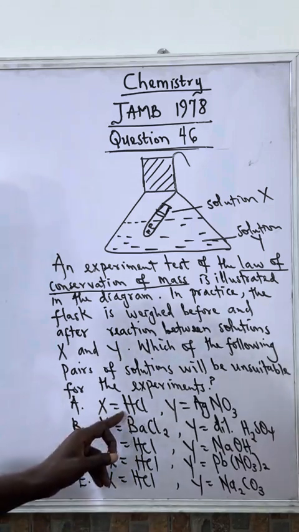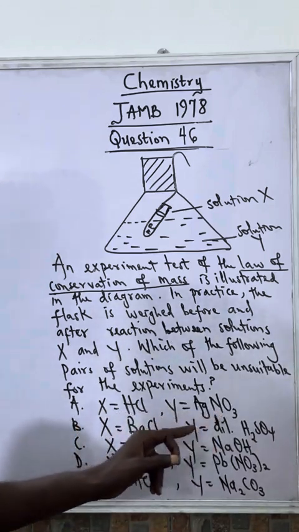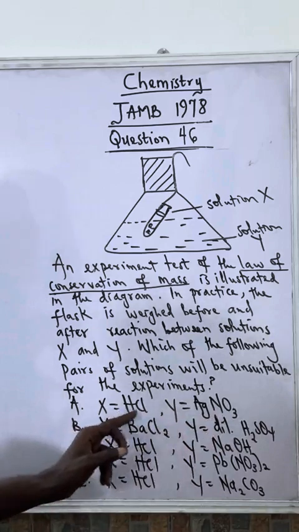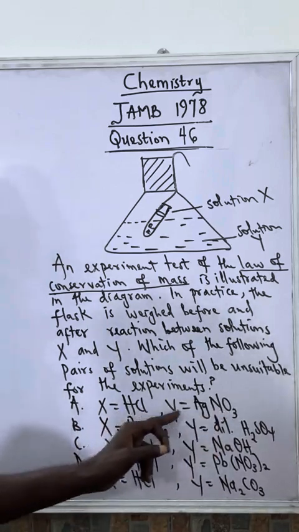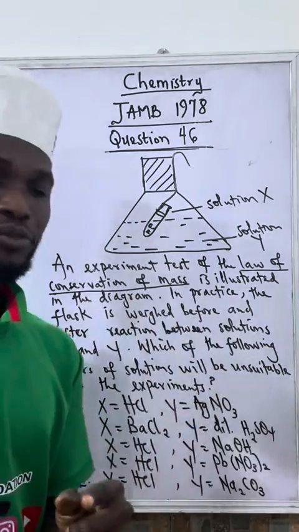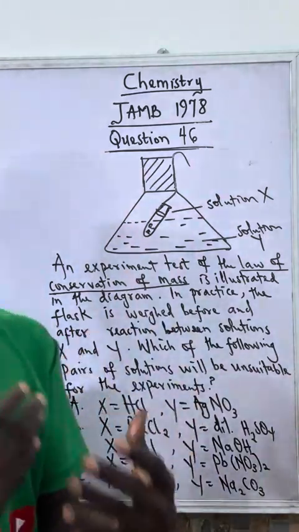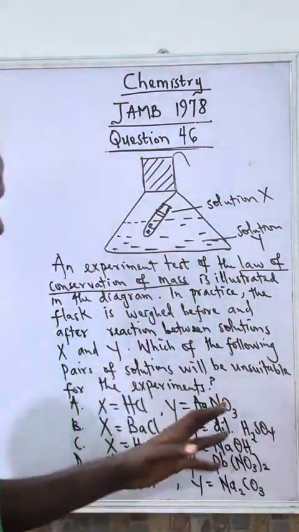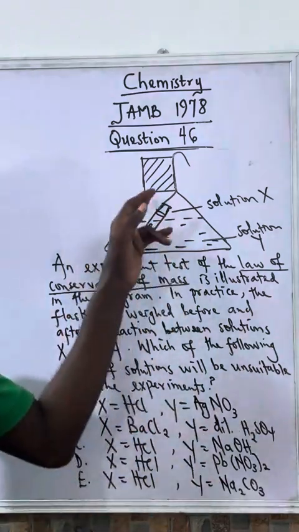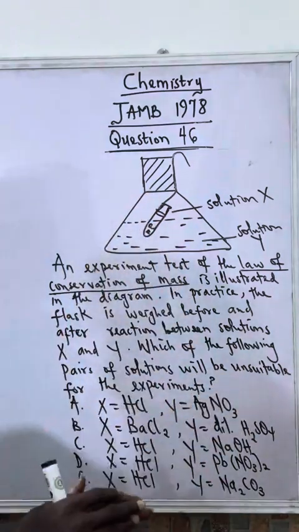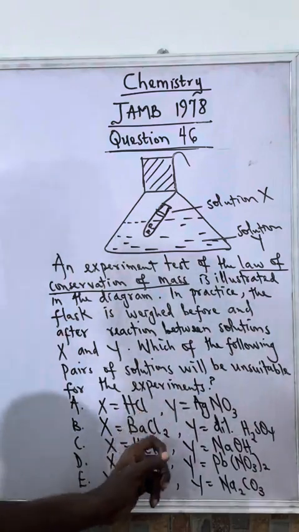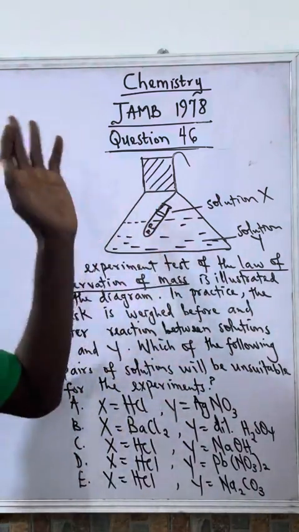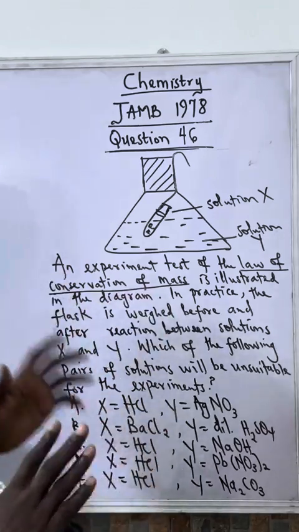So this will give us nitric acid, and then silver chloride will be formed. The silver chloride stays in the solution. So everything will still remain in the flask. That means there is entirely no loss of mass.